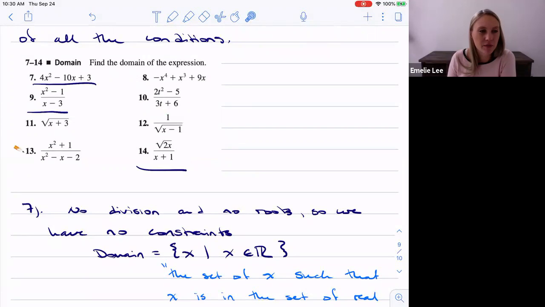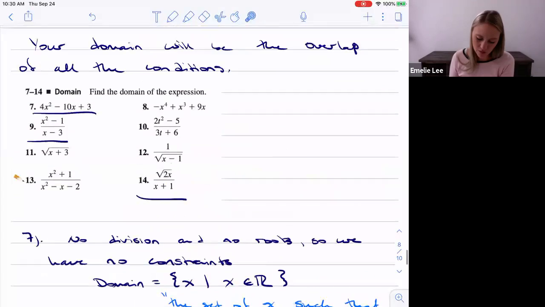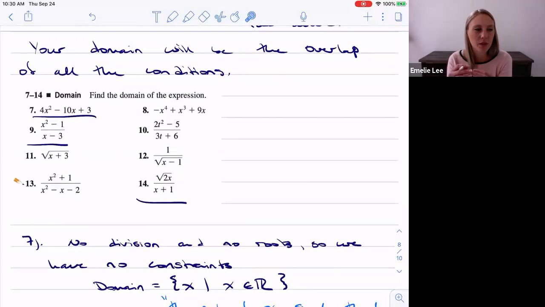10, very similar, right? There's no square roots, but there is a fraction, so I need to make sure that 3t plus 6 does not equal 0. But I do the same thing that I just did here, and manipulate it to figure out what the condition is on t, and that's my domain.